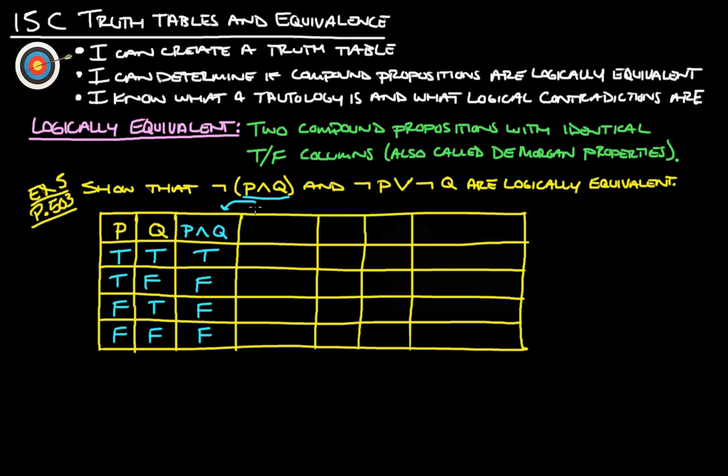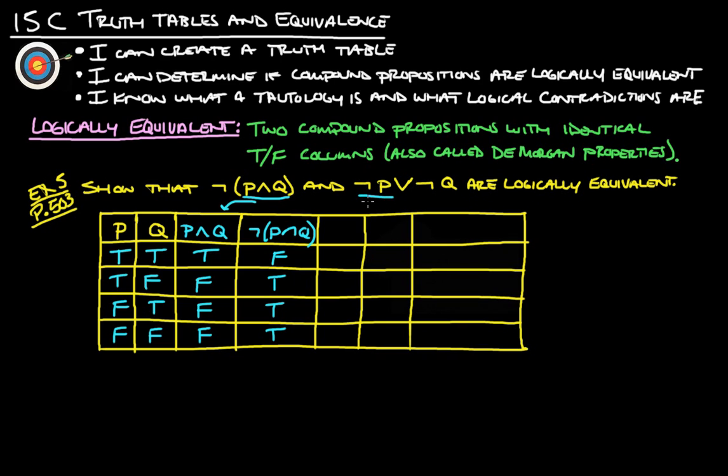All right, next baby step: we've got P and Q, now we want to do not (P and Q). That's basically just going to be the opposite of this column here. So if P and Q is true, then not (P and Q) would be false. If that's false, this is true, true, and true, because it's just the opposite of this column here. Now we want to figure out if that's the same as not P or not Q.